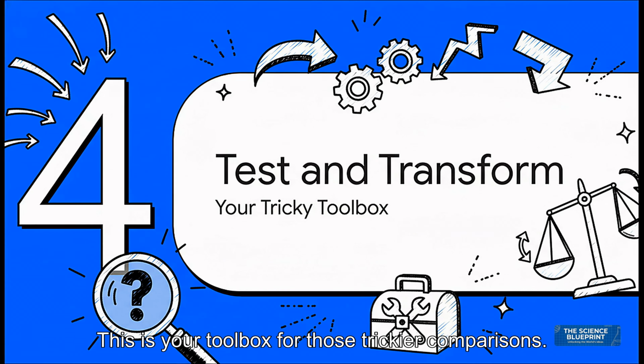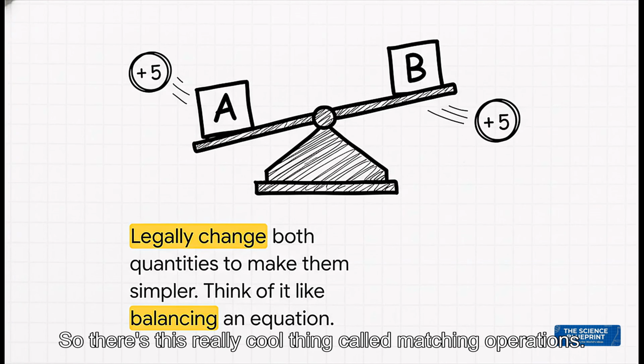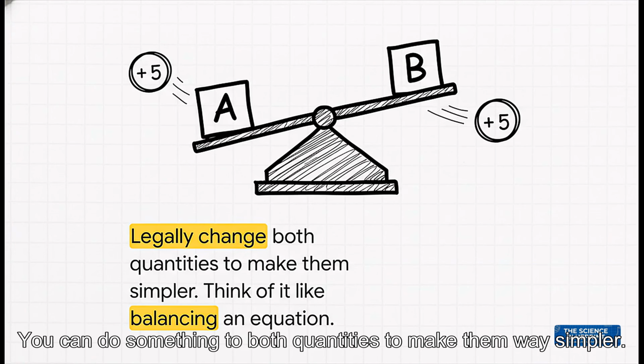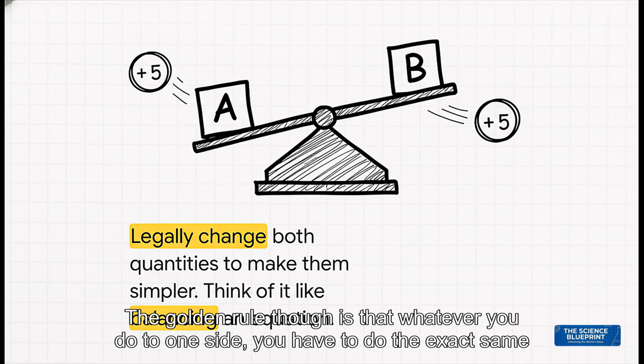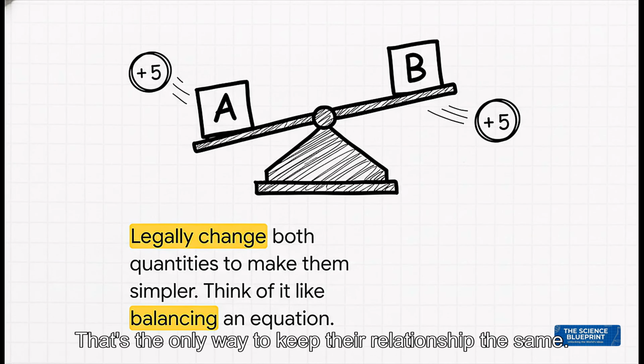This is your toolbox for those trickier comparisons. So there's this really cool thing called matching operations. Think of it just like balancing an equation in algebra class. You can do something to both quantities to make them way simpler. The golden rule, though, is that whatever you do to one side, you have to do the exact same thing to the other. That's the only way to keep their relationship the same.